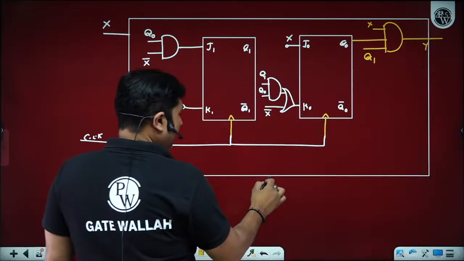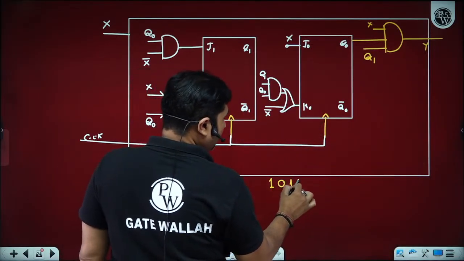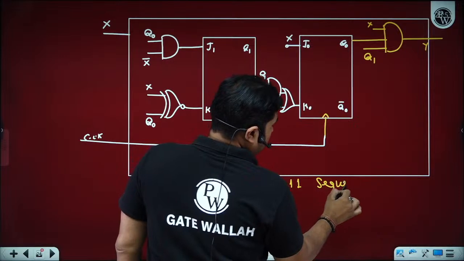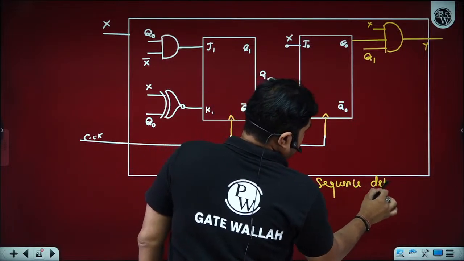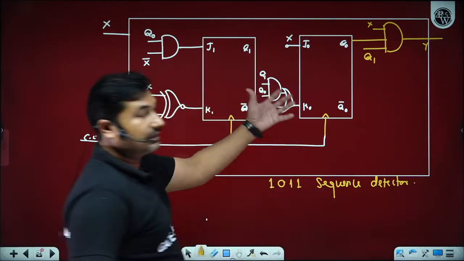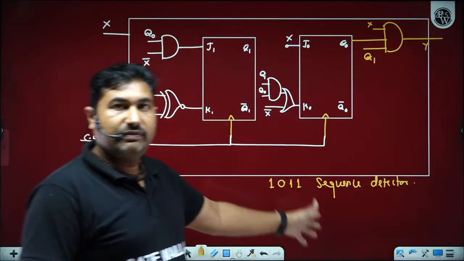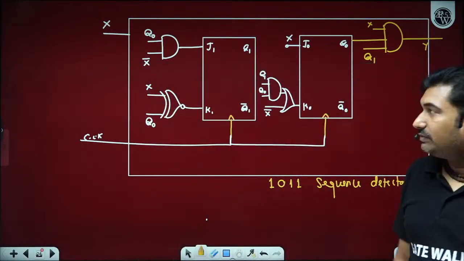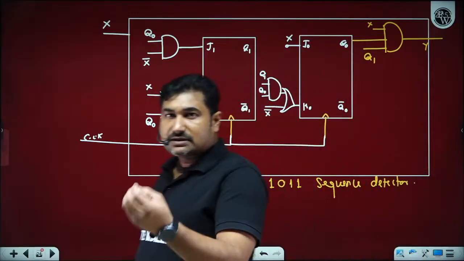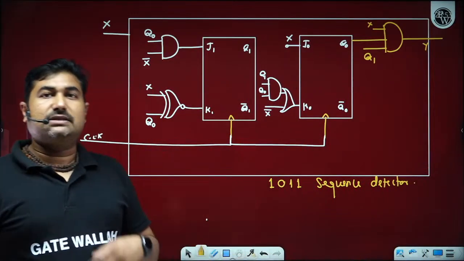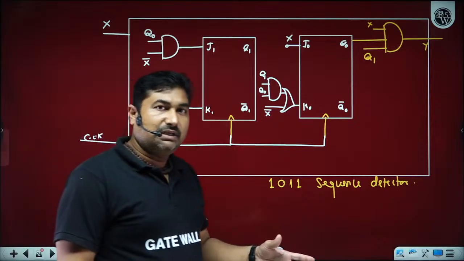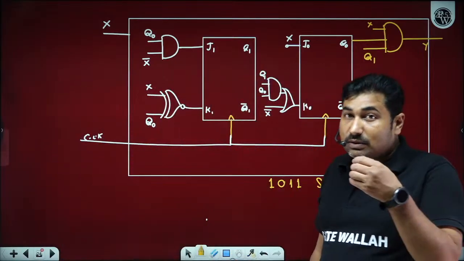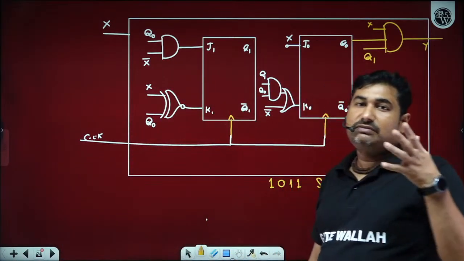This is your required 1011 sequence detector. They may give you this circuit and ask you to identify the sequence detected by the circuit. They may ask you the input to any one of them. They may ask you to find out from the state table. They may ask you about the expressions of any one of the inputs of the flip-flops.